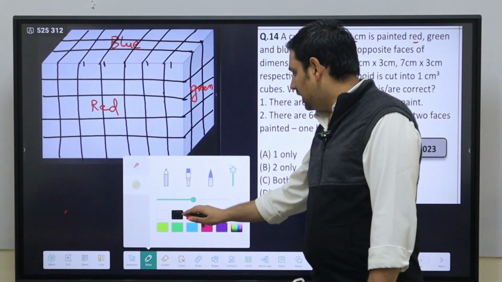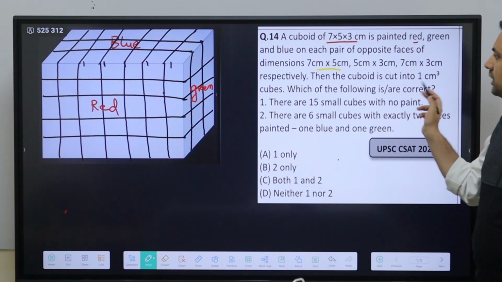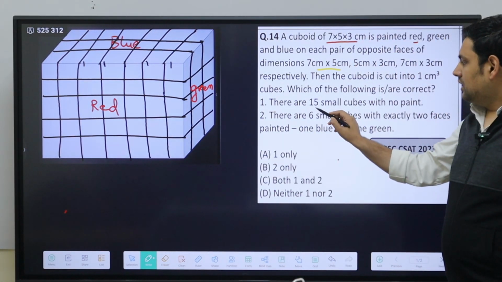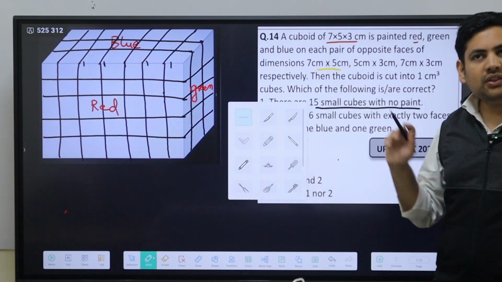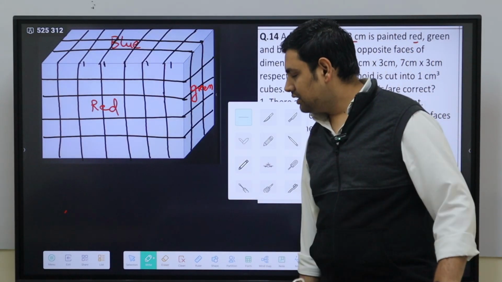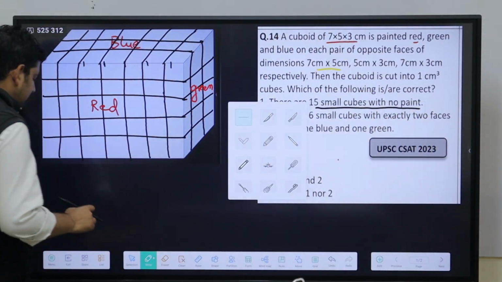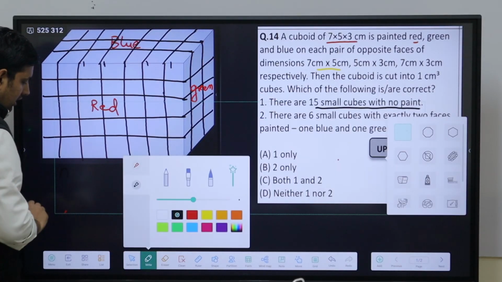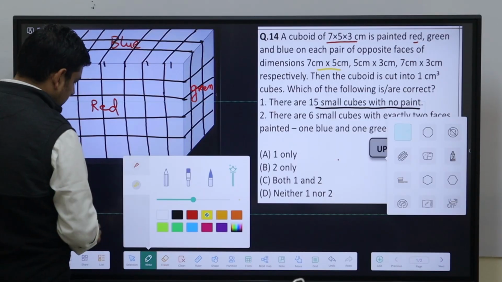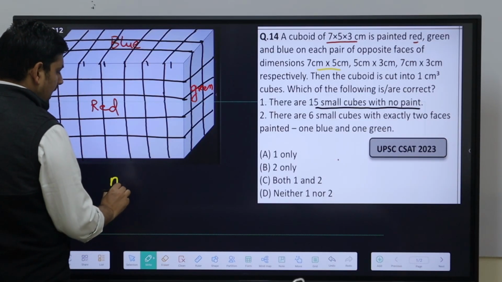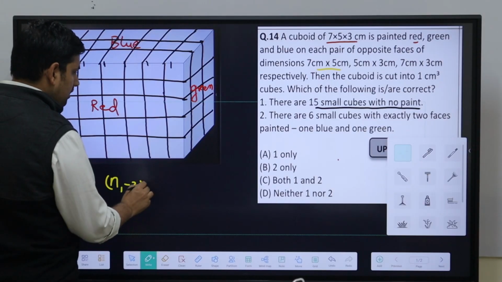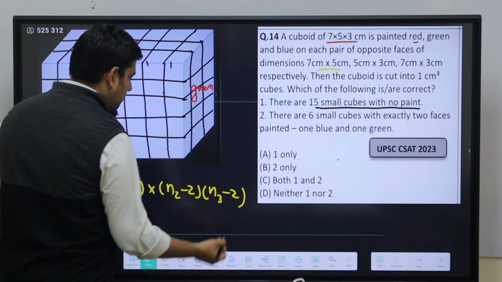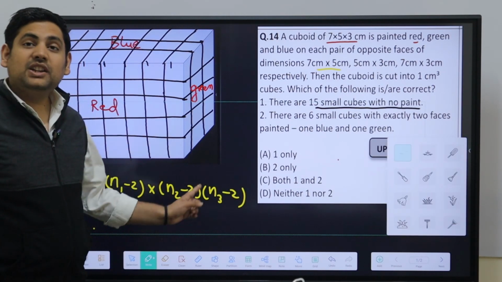Now see. First thing, it says, the cuboid is cut into 1 centimeter small cubes. I have done that. Then, which of the following are correct? First, there are 15 small cubes with no paint. Now this you can find directly using our formula also. What was our formula? For no sides painted, in a cube, the formula was n1 minus 2 into n2 minus 2 into n3 minus 2. Correct? N minus 2 whole cube.